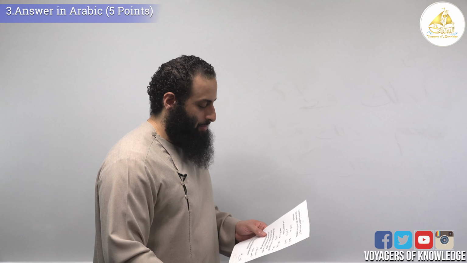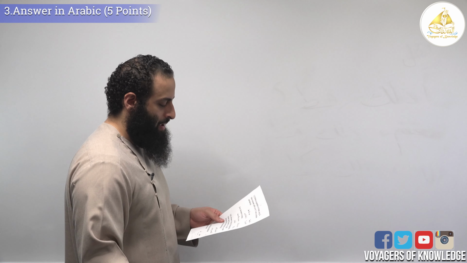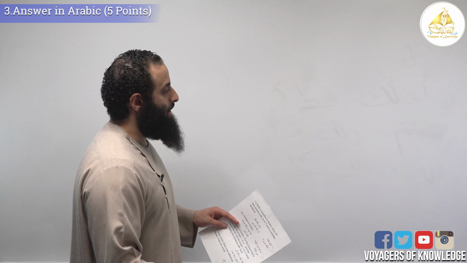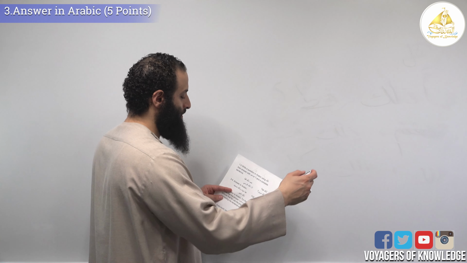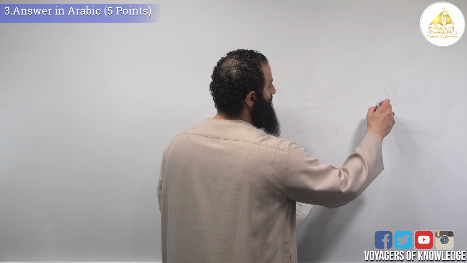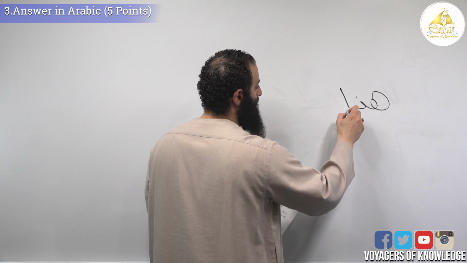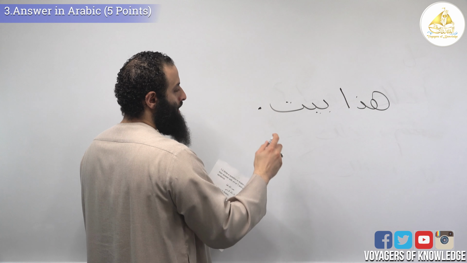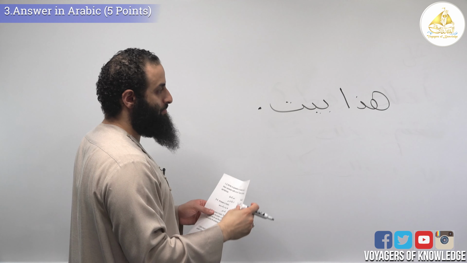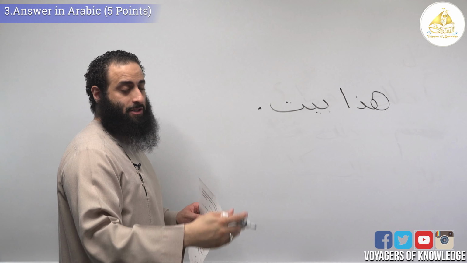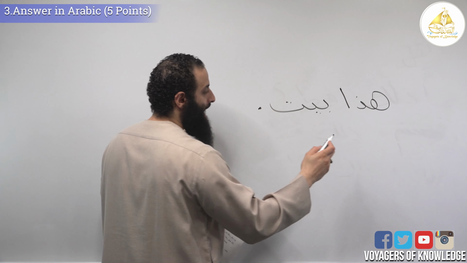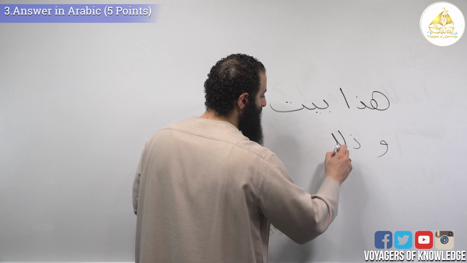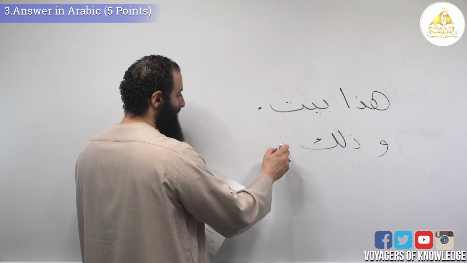We said answer in Arabic. I asked you a question. ما هذا وما ذلك? And we had the images pop up. So we said ما هذا, you're supposed to say هذا بيت. And the other image, when it was smaller, you're supposed to point and say وذلك because it's farther away. And you have to add the word wa. And وذلك مسجد.